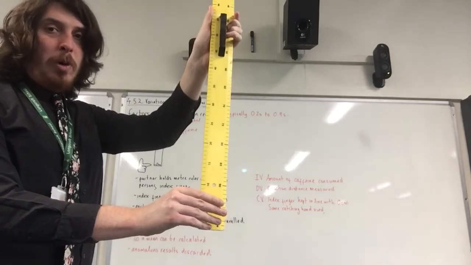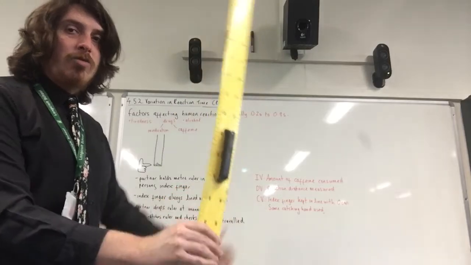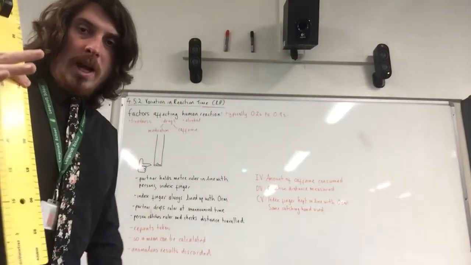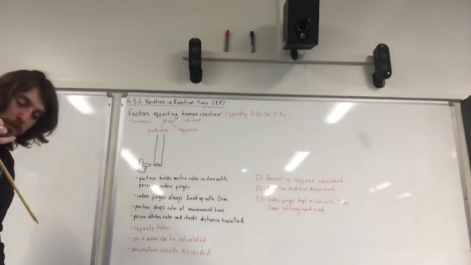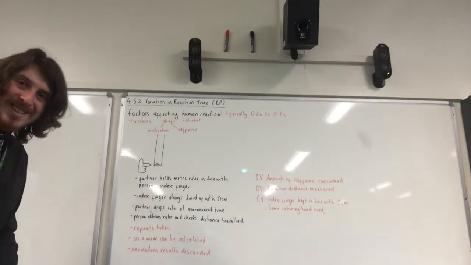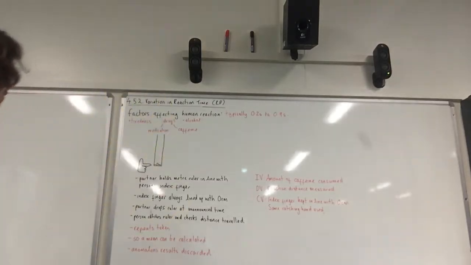At an unannounced point, completely at random, so the other person is not prompted, they drop it and they catch it. And what we do is we have a look at, see where I've caught it. So I have caught it at 30 centimetres, and that is my reaction distance.